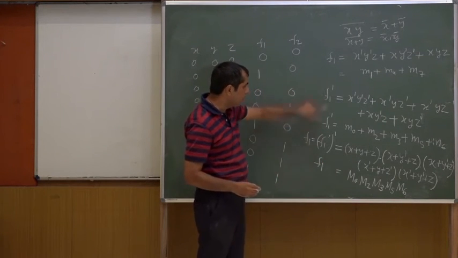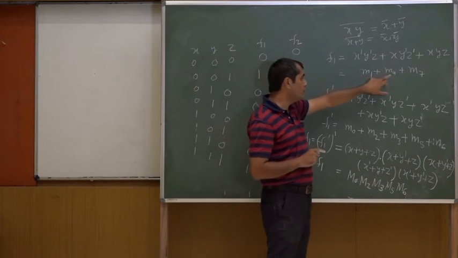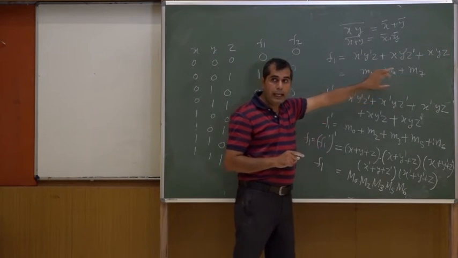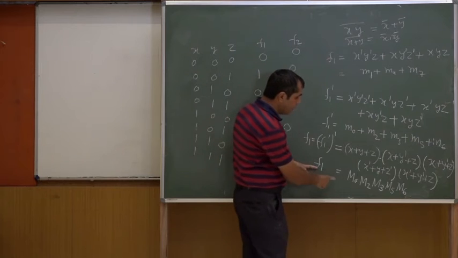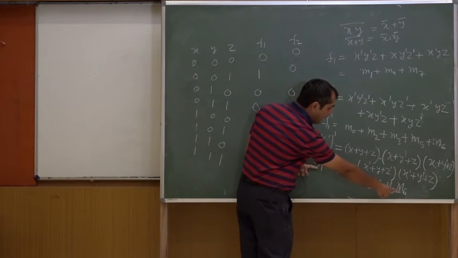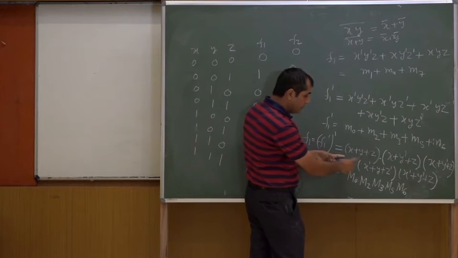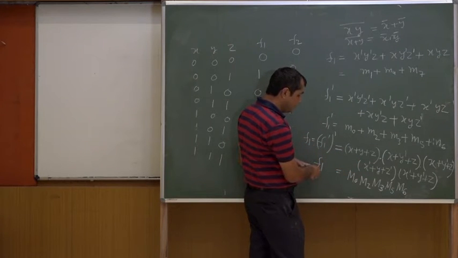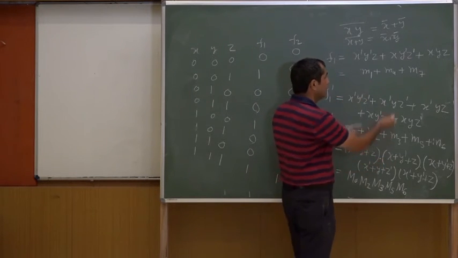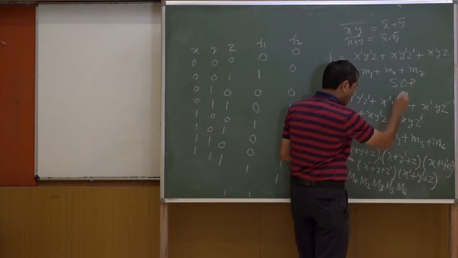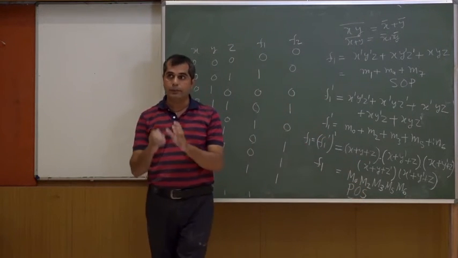We are doing the exercise for F1 only. So we have two alternative forms for F1. One form is written like this, M1 plus M4 plus M7. And another form, which is written using the max terms, the F1 becomes M0, M2, M3, M5, M6. And these are written utilizing the max terms. So you can say here that this F1 is written in product of sum form. This was sum of product, but here we have product of sums.